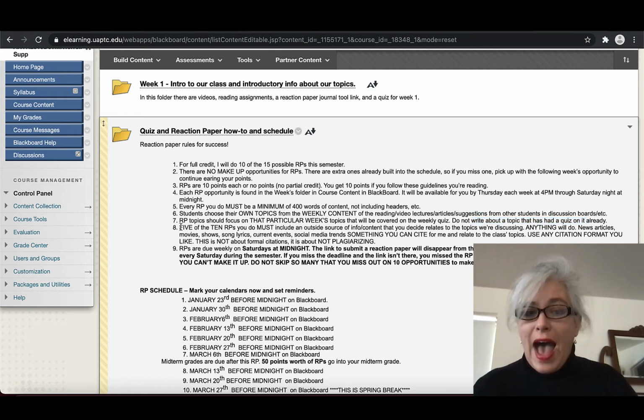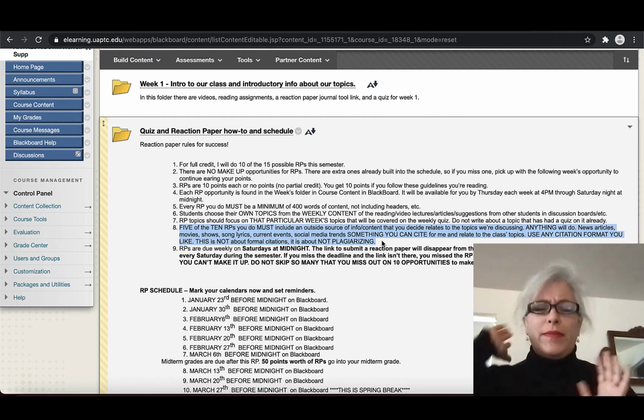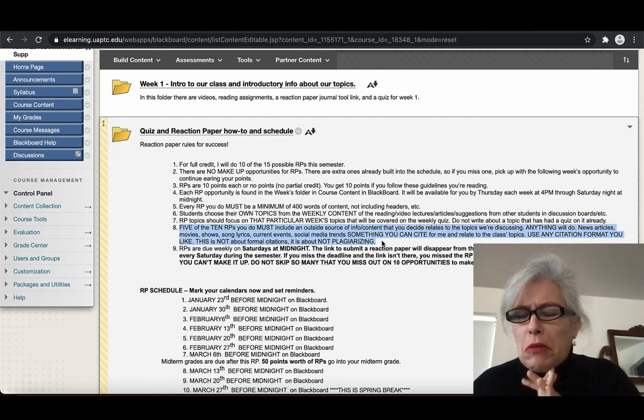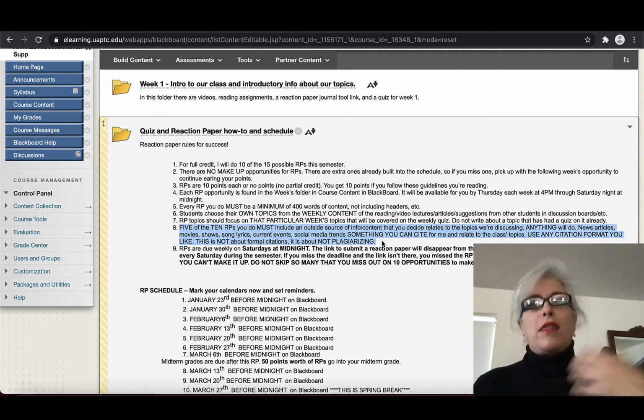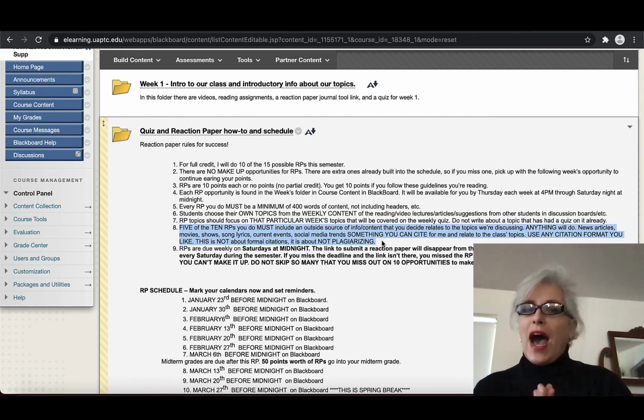Okay, 5, here's one that sometimes people get confused about. I don't know why, I don't explain this well, but I say that it's my fault that people get confused about this one because apparently I don't explain it well. But 5 of the 10 reaction papers, not only do you come up with your own topic from the class discussions and the lectures and the things that I assign for you to do, but 5 times when you're writing your reaction papers over the course of the semester, and you can do this anytime. You can start off and do all 5 of them all at once, or you can scatter them about.